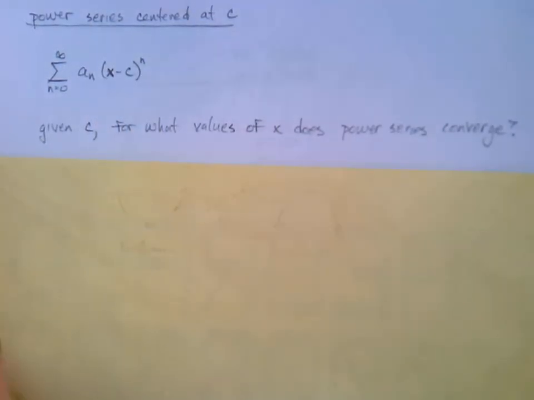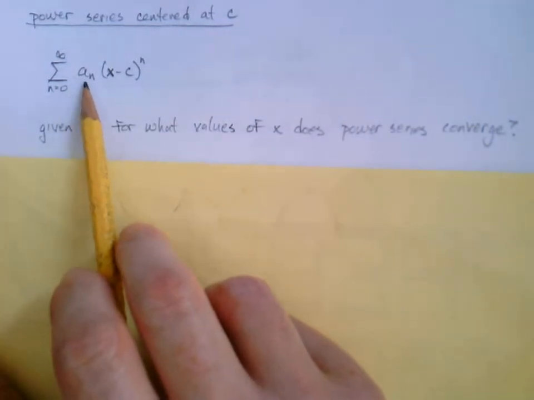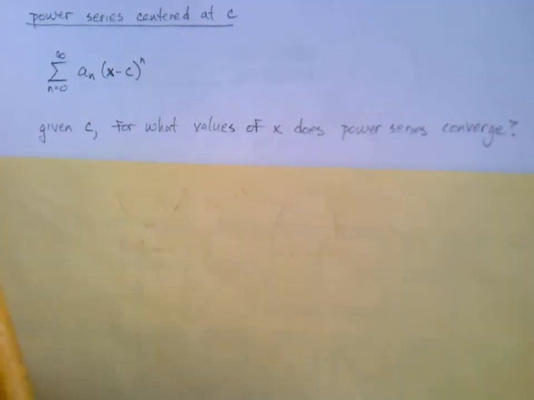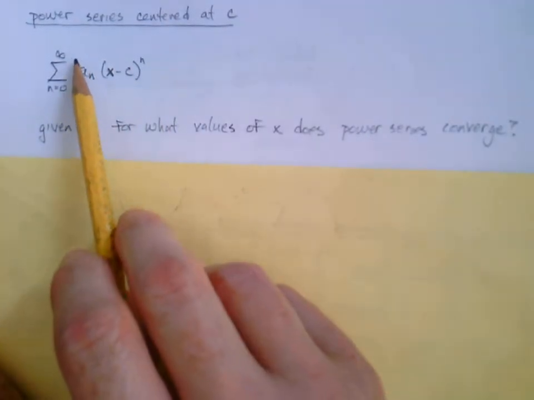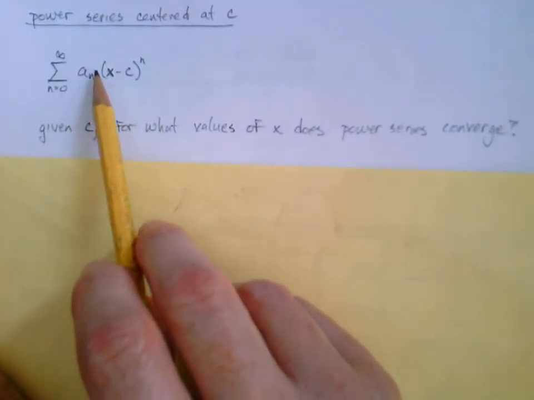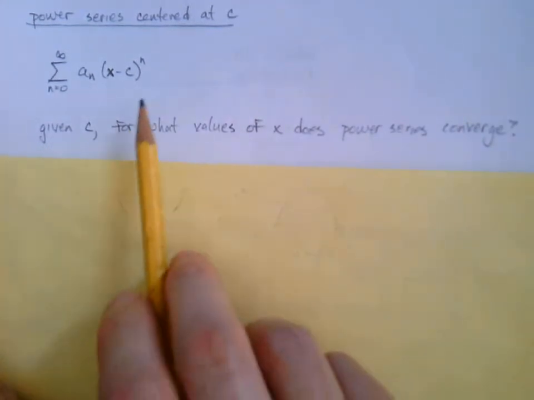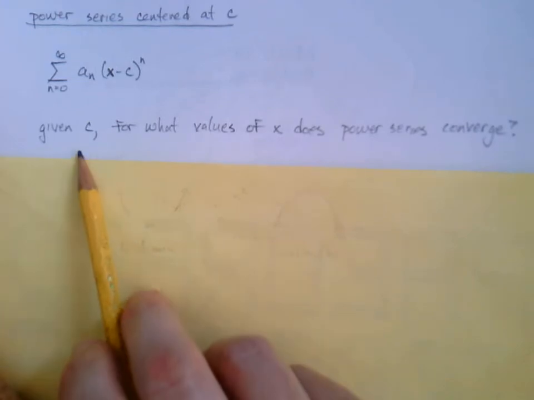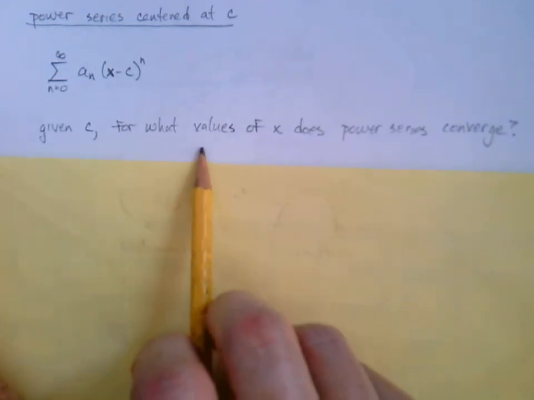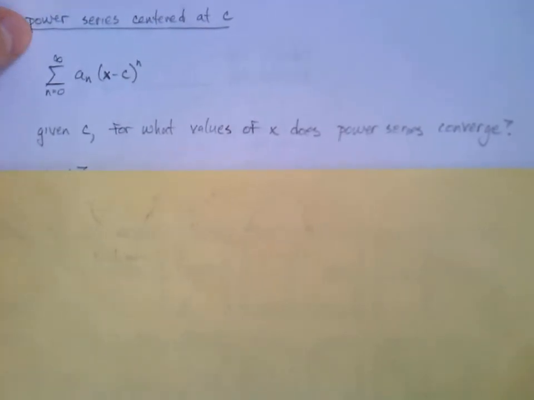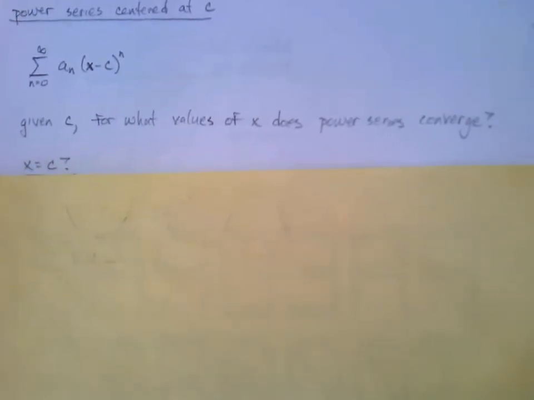And so the difficult part is just that a sub n, right? So we know it's always x minus where we're centering, to the n power. But this could change drastically from problem to problem, as we saw in the last one. But let's just kind of explore this in general for now. Given that we know where we're centered, for what values of x will our power series converge? Okay, so that's what we're interested in.